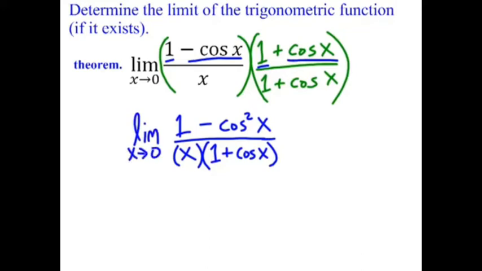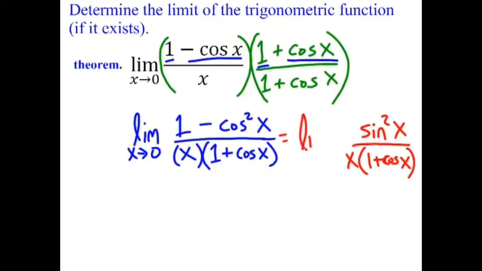Now let us proceed to the next step. In the next step, you see the numerator. The numerator states 1 minus cos square x. So I will write it as sin square x, and the denominator will be x whole into 1 plus cos x. Now the limit will be set to x tends to 0. Now let us proceed further to the next step.